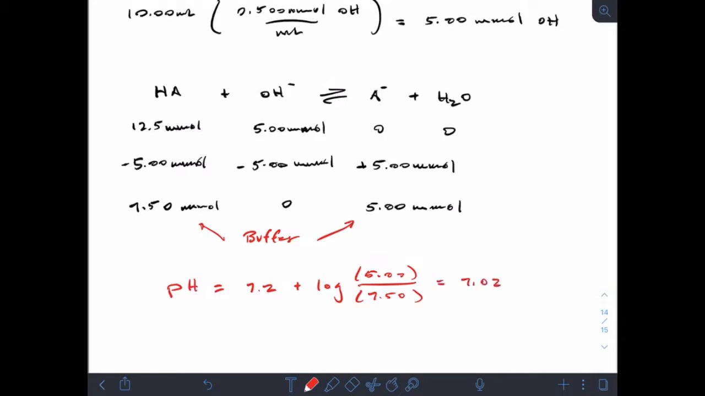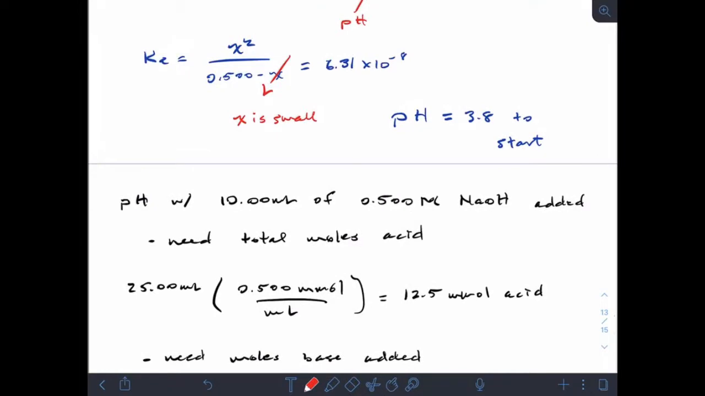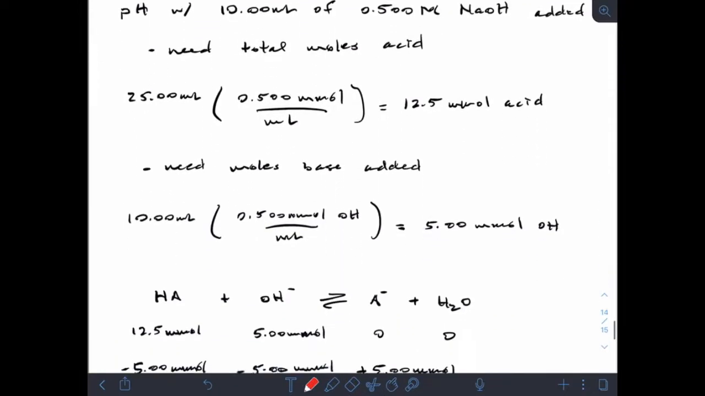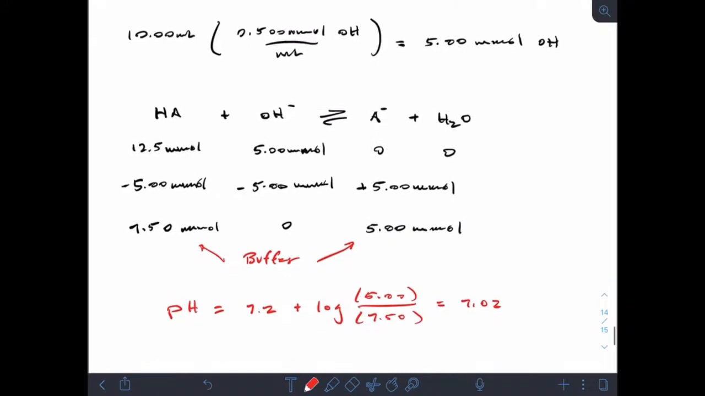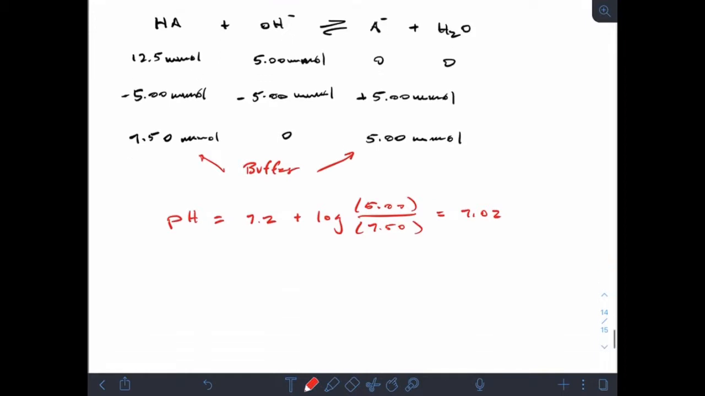All right, it was 3.8? Right, and just with the addition of 10 milliliters of base, my pH is now 7.2. Right, so pretty big jump there. Let's see what happens when we add a little more base.